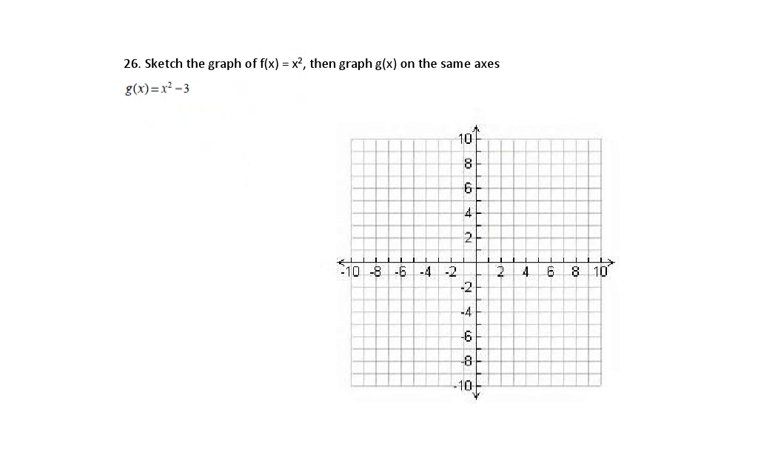26, same thing, but this time you see a minus 3. This means start with the x squared graph, but then go 3 down. So x squared is (0, 0), (1, 1), and (negative 1, 1). And of course, it still looks like the letter U. But now we're going to go 3 down. So 1, 2, 3, there's a point. 1, 2, 3, there's another. 1, 2, 3, there's another. And there's our graph.